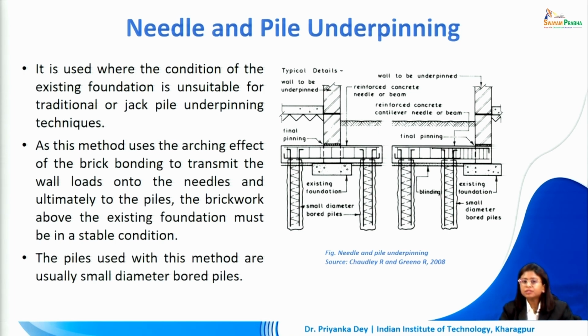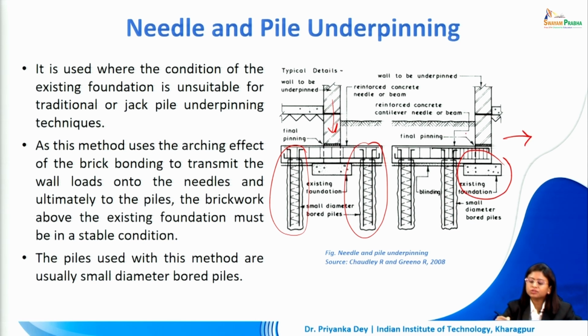The piles used within this method are usually very small diameter bored piles. So we can have a situation in which the bored piles are on both sides of the wall from which the load is being received, the wall where the underpinning is being done. In case we are retaining the existing foundation and we cannot move in this direction, only in one particular direction, we can provide additional piles in the same direction as well.